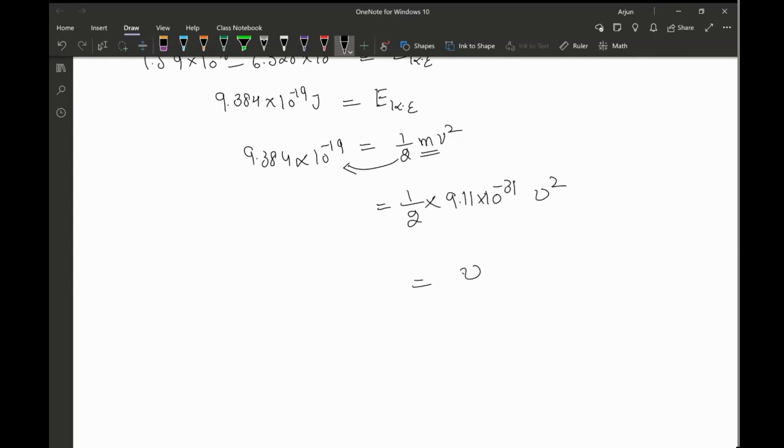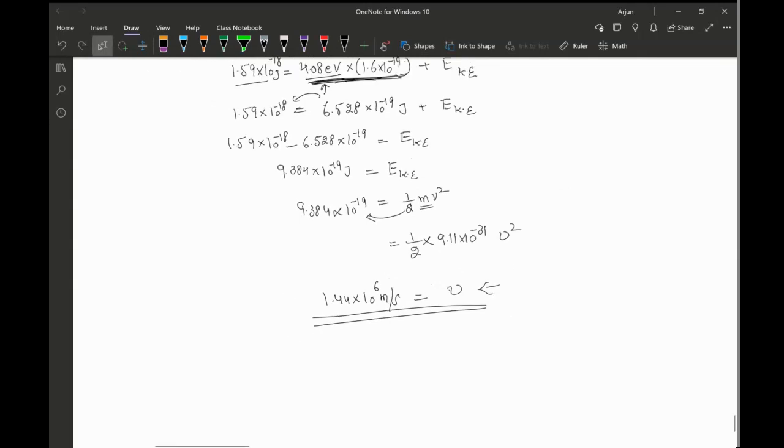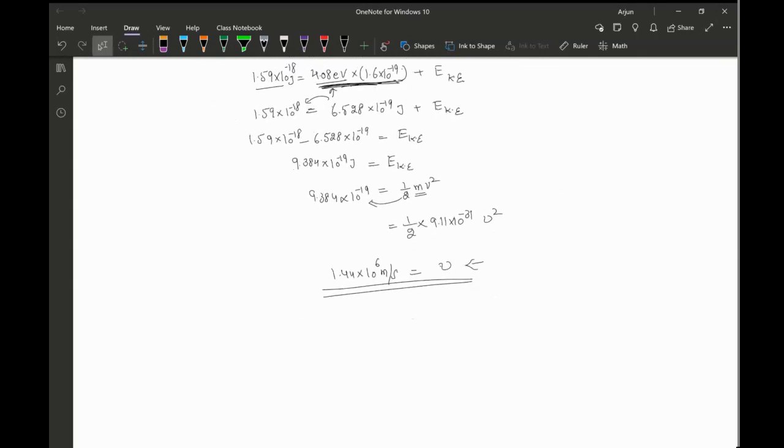Once you do the calculation, v value will come out to be 1.44 times 10 raised to the power 6 meters per second. So this is the speed with which the electron being plucked out of the aluminum surface will travel. Hopefully you understood how you can approach these kinds of questions.